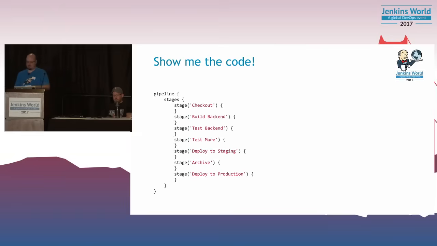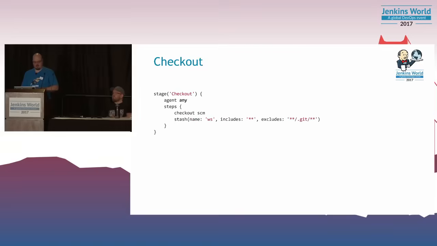So the zoomed out version, we have our stages. I've added 2 stages from my previous slide. I'll touch more on those when we get to them. So let's start to zoom and enhance on the checkout stage. Nothing particularly strange here, I guess. We can run this on any agent. I want to do a checkout, basically.